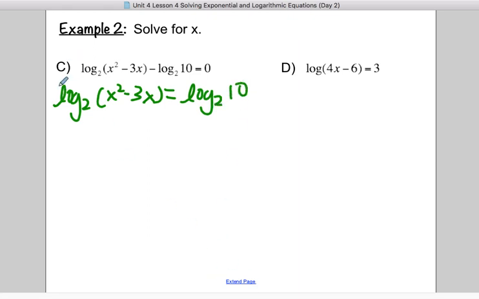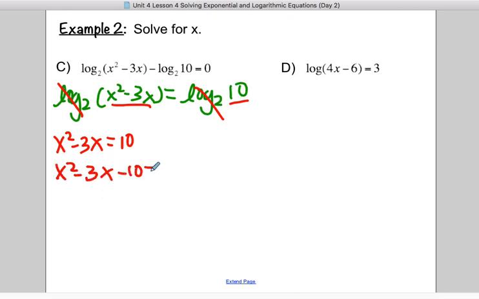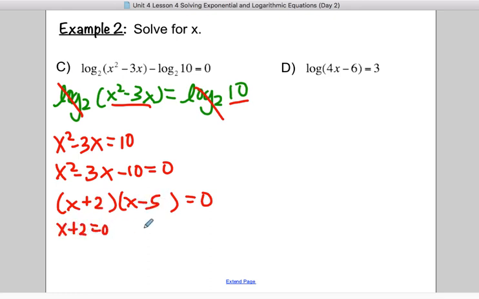The left-hand side has a log base 2, and the right-hand side has a log base 2, so those will cancel, and the insides have to equal each other. So now I will have x squared minus 3x equals 10. I see it's a quadratic, so I need to factor. So I subtract 10 to the other side. So I need to multiply to negative 10, but add to negative 5. Positive 2, negative 5. If I set each one of them equal to 0, I will get x equals negative 2 and x equals 5.